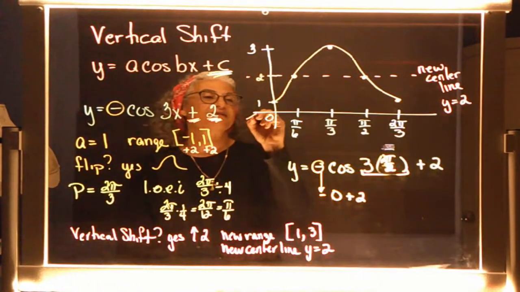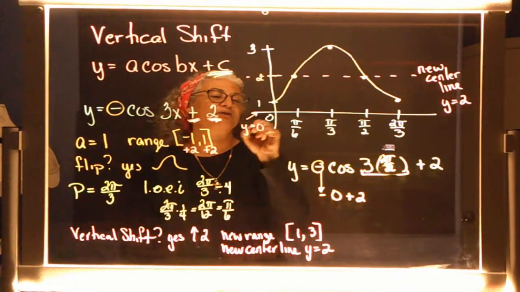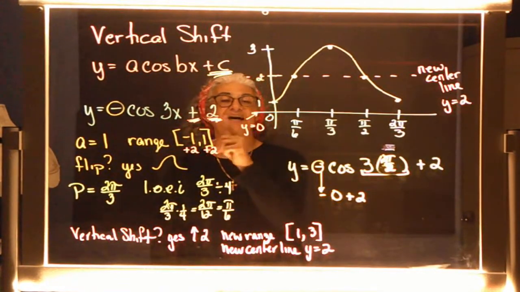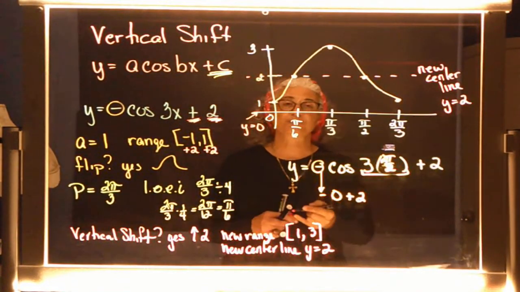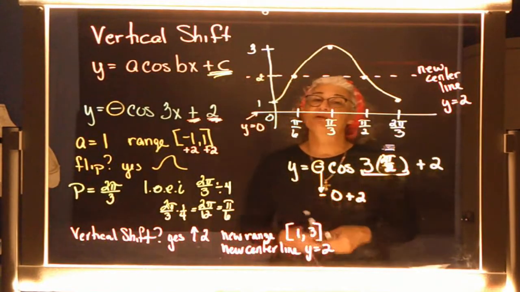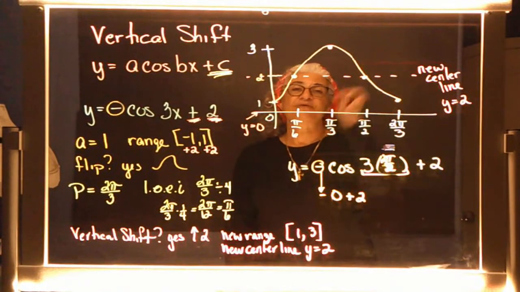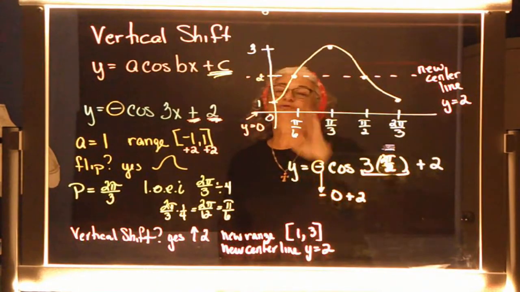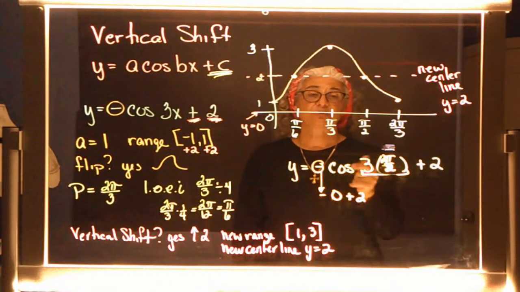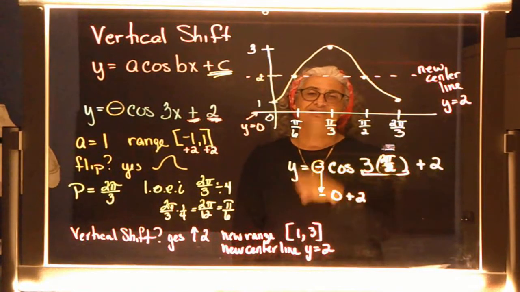Remember, the x-axis is also known as y equals 0. And if you shift that 2, you'll end up with y equals 2. So a couple of things happened on a vertical shift. The center line moved up 2 spaces, and my range moved up 2 spaces. Cool? Hang in there, got another example.